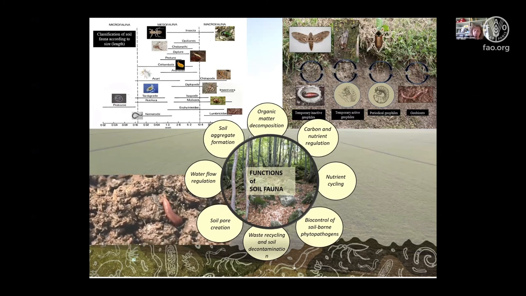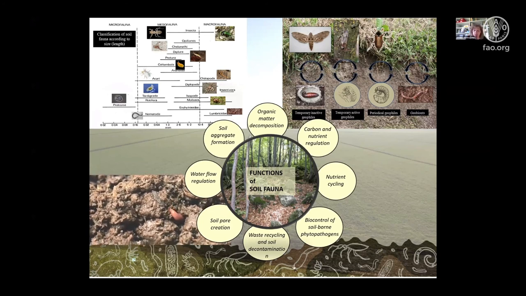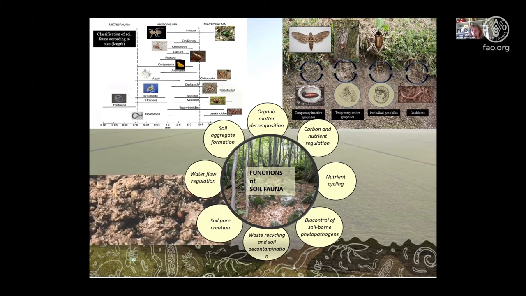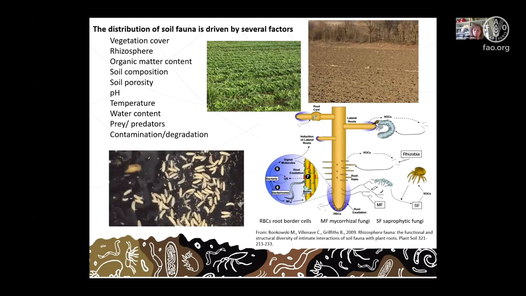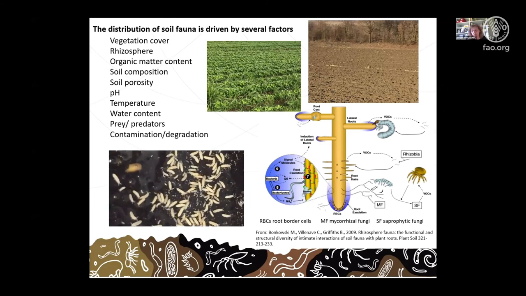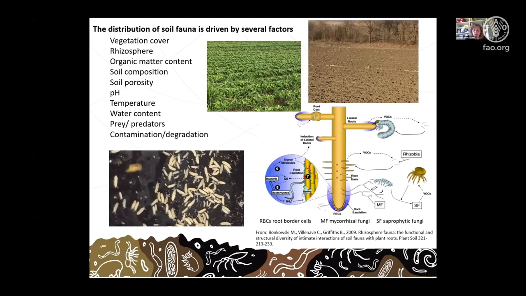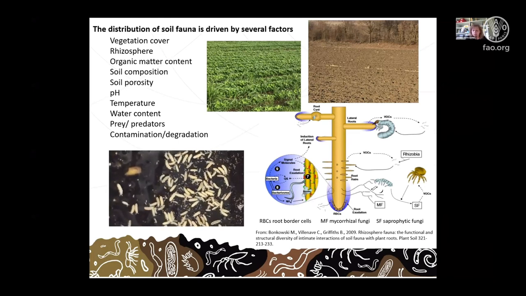Zoocenosis comprises invertebrates recognized as fundamental for soil functioning, such as earthworms involved in the increase of soil porosity, water regulation, organic matter decomposition and translocation. But the action of the animals is in relation to their weight and the time that these animals spend in the soil. And as you know, the distribution of soil fauna is driven by several factors. Organic matter is one of the most important factors that influence, generally positively, the presence of many groups, but also soil porosity, pollution, and other features.